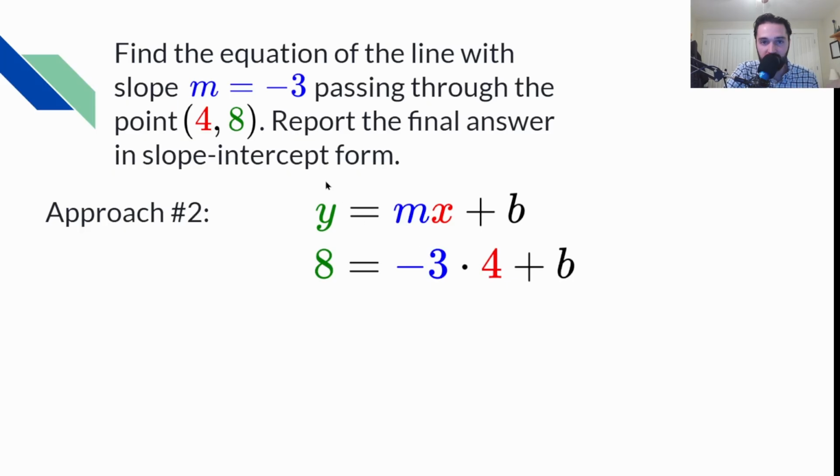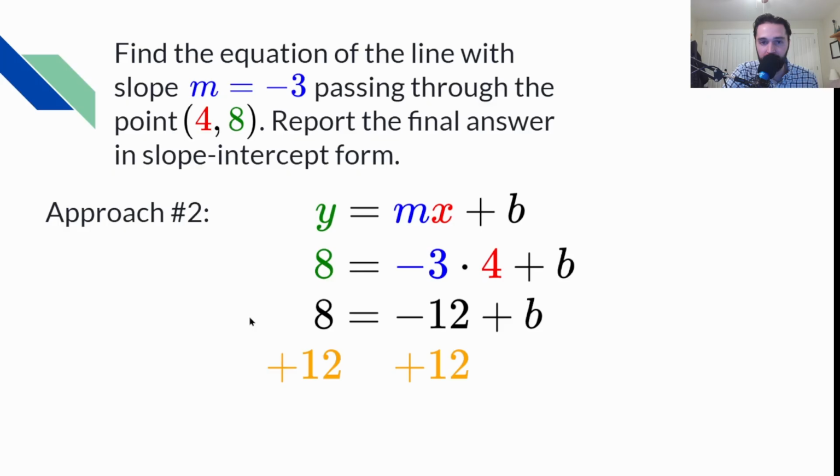So to find it, what we do is we plug in m equals -3 in blue here. And then we say, this is a point on the line, so that means it satisfies this equation. It gives us a true equation. So we can plug in x equals 4 and y equals 8. And then we isolate b on the right-hand side. So we add 12 to both sides to do that, and we get b equals 20.